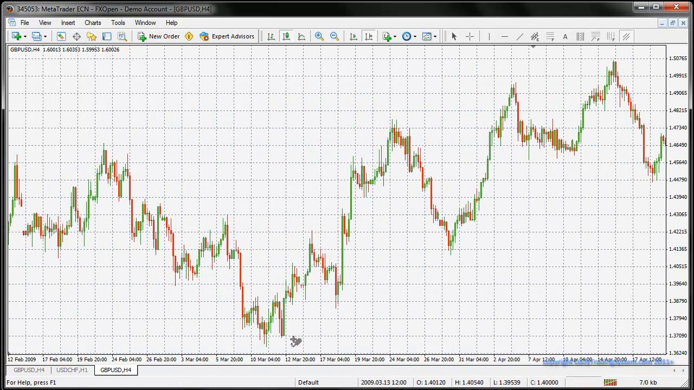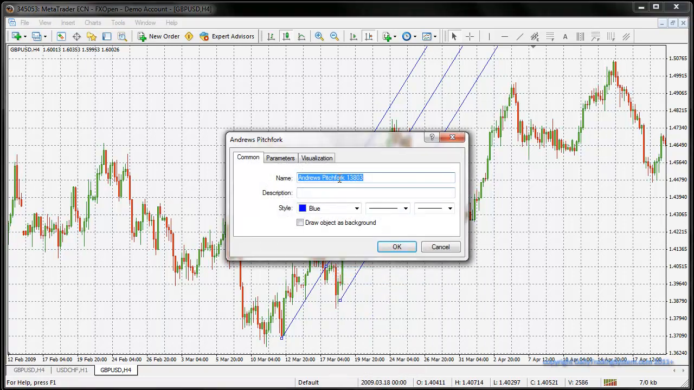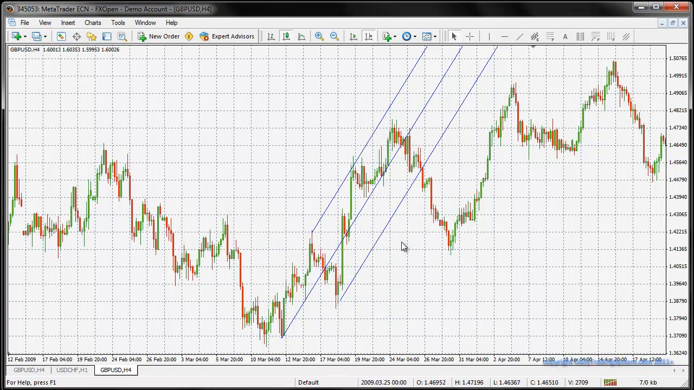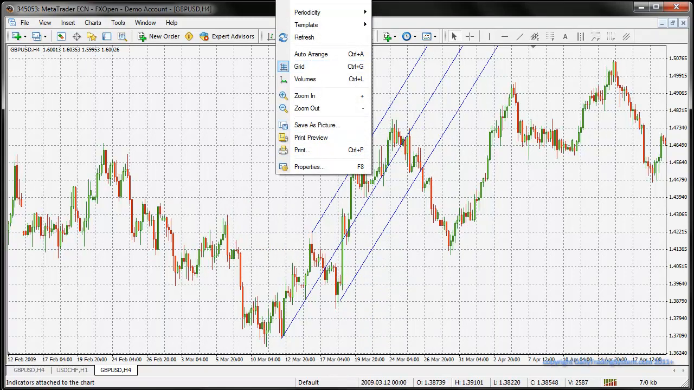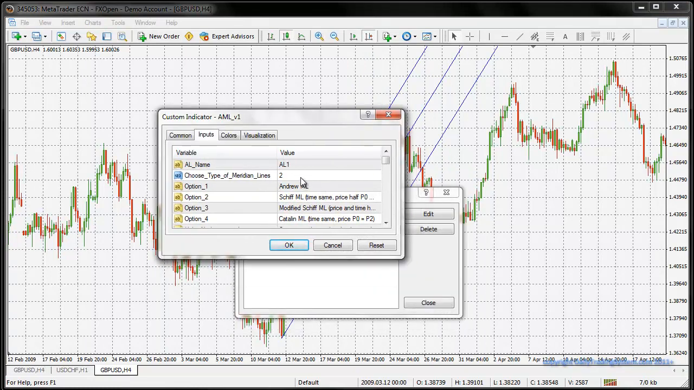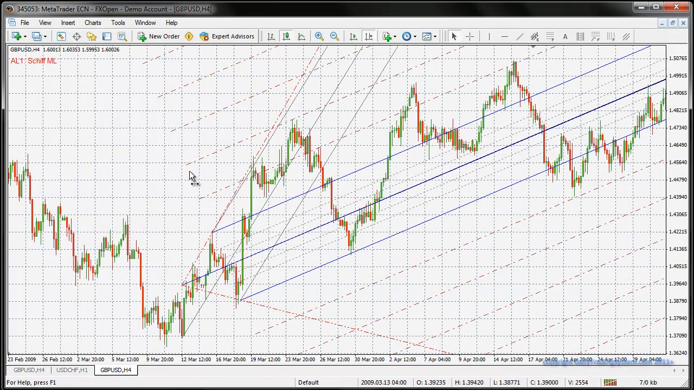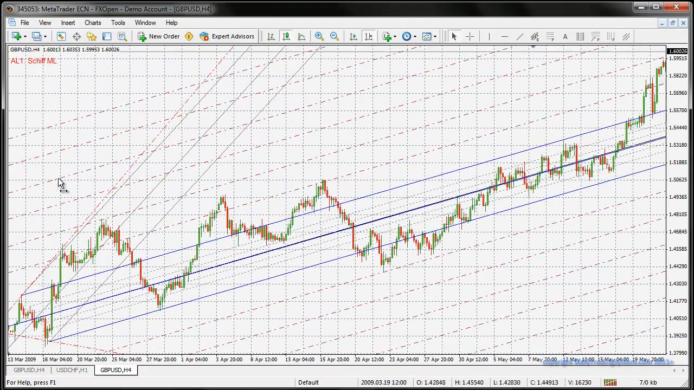Okay, so it's A, B, C, and Andrew's pitchfork AL1. Click on OK. Now I need to probably go into my indicators list and double click. I think it's because it's actually Sunday and there's no ticks appearing, so I have to basically double do it. Alright.